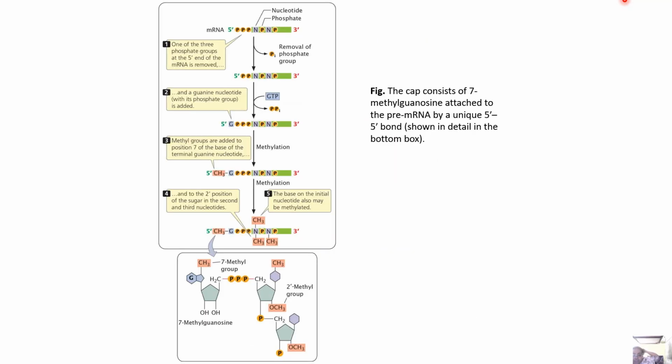So the cap consists of 7-methylguanosine attached to the pre-mRNA by a unique 5' bond. Now one of the 3 phosphate groups at the 5' end of the mRNA is removed, and a guanine nucleotide with its phosphate group is added. Now methyl groups are added to position 7 of the base of the terminal guanine nucleotide and the 2' position of the sugar in the second and third nucleotides. The base of the initial nucleotide may also be methylated.